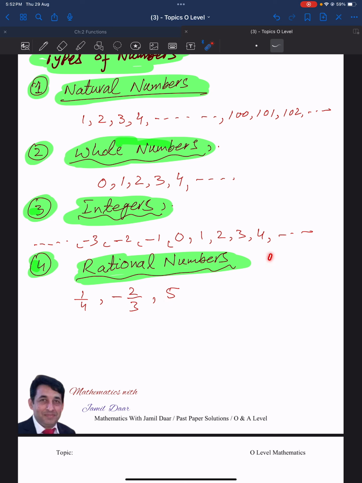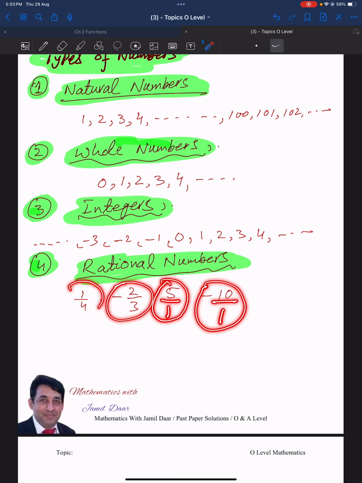The numbers which can be written in P over Q form, where P and Q are constants, are called the rational numbers. And Q is not equal to 0, because if Q is 0, then this will become undefined. P over 0 is undefined. So Q is not equal to 0. So any number, like this minus 10, its denominator is 1, so it can be written in fractional form. So these are all rational numbers.